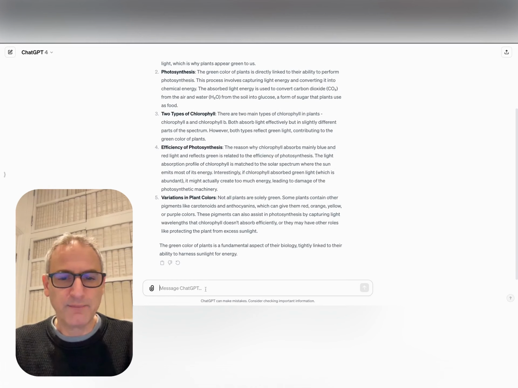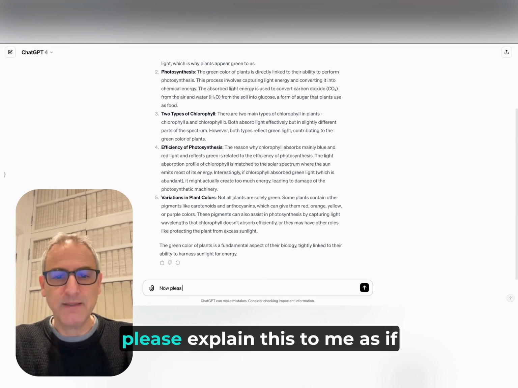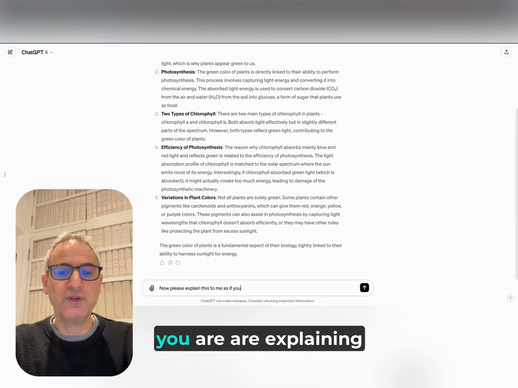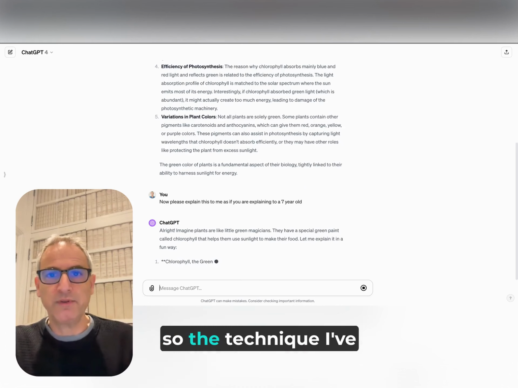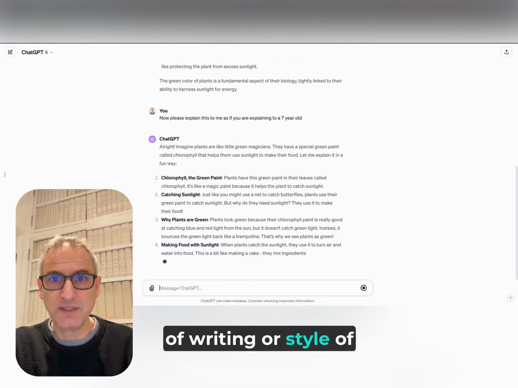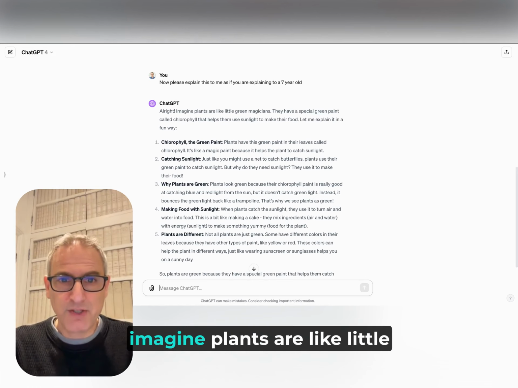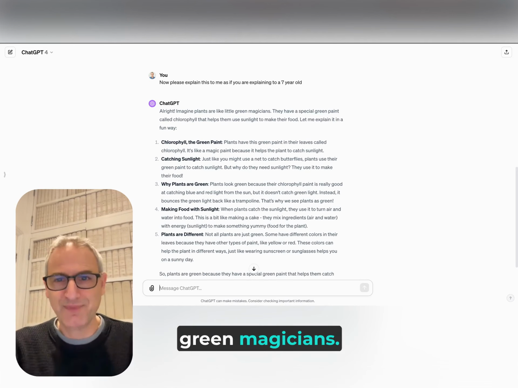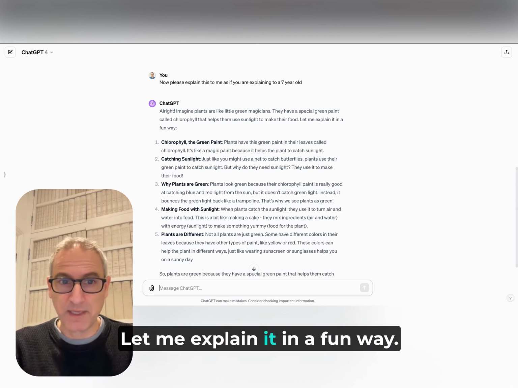So now I'm going to use a very simple prompt. Now, please explain this to me as if you are explaining to a 7-year-old. Okay, so the technique I've used is actually tell ChatGPT the type of style of writing or style of communication that I'd like it to use. So it's telling me, all right, imagine plants are like little green magicians. They have a special green paint called chlorophyll that helps them use sunlight to make their food. Let me explain it in a fun way.